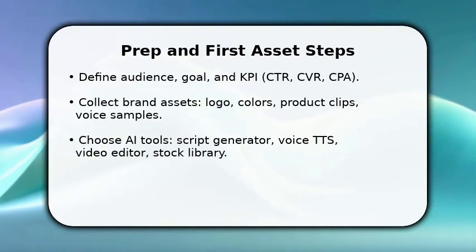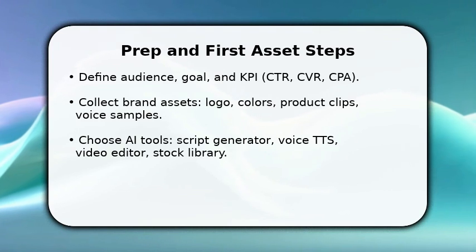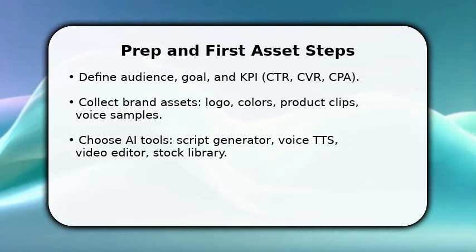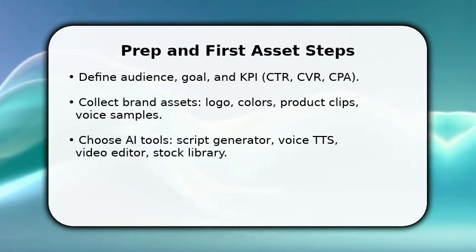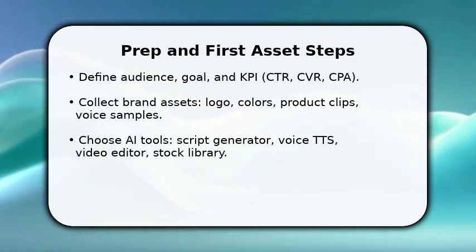You start by locking the objective and the target, who you want to reach and what action you expect. Once done, gather brand assets and a few short product clips so the AI has context. This improves tone and visuals.